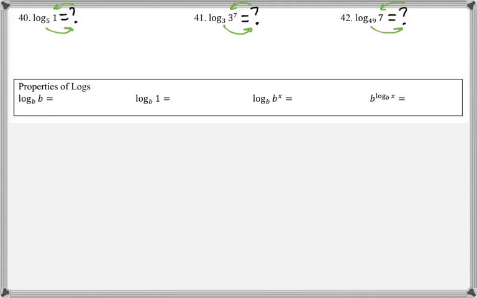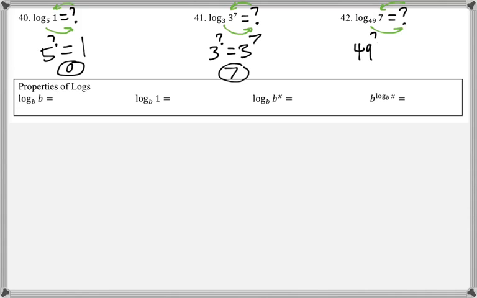So the first one's going to be 5 raised to what is equal to 1, and that would be 0, because anything raised to the 0 power is 1. This will be 3 raised to what is equal to 3 raised to 7, and that would just be 7. And then for 42, 49 raised to what is equal to 7.